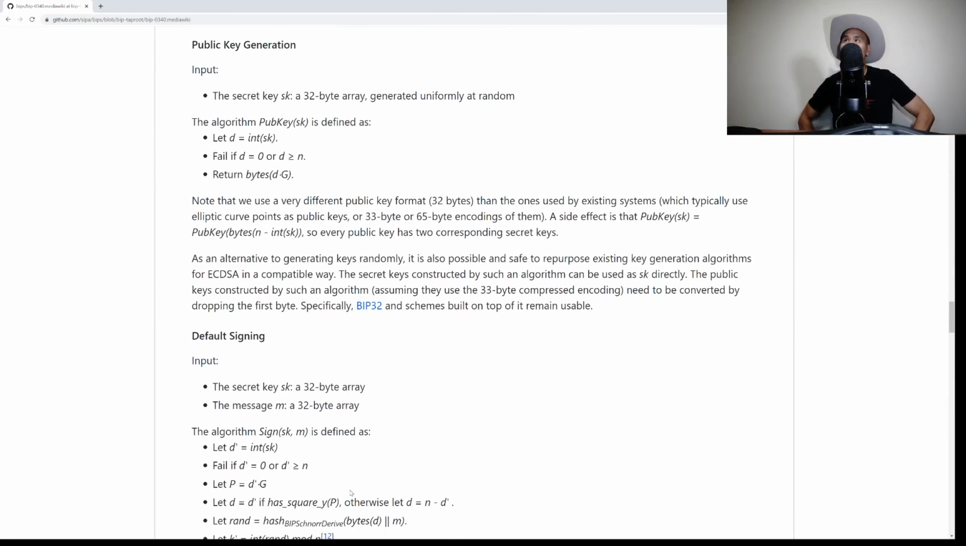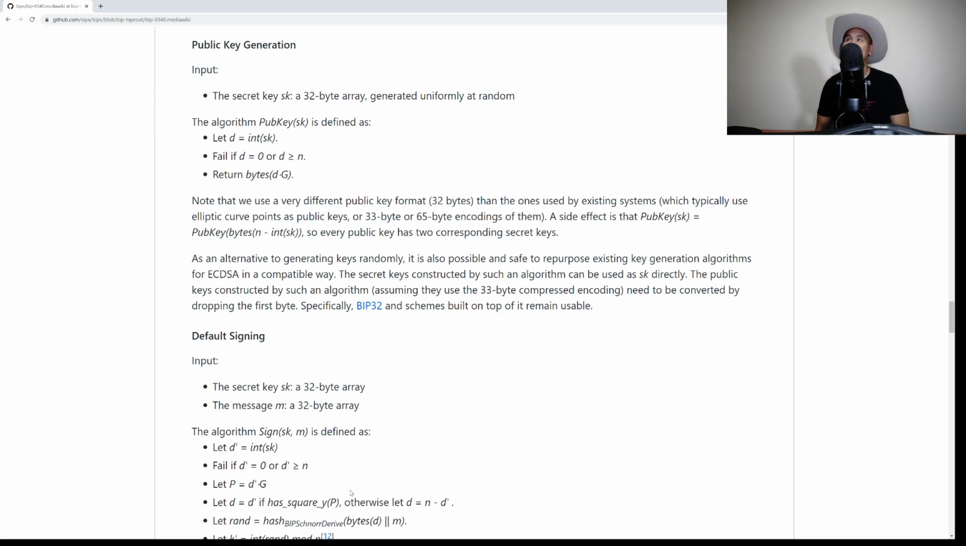Public key generation. Input: the secret key sk. The algorithm PubKey(sk) is defined as d equals int(sk); fail if d equals 0 or d is greater than or equal to n; return bytes(d times G). Yeah, and this is a typical way of generating a public key. You multiply it by the generator point.